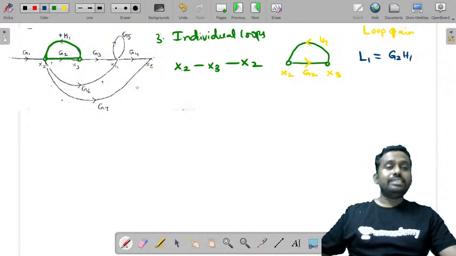Alright, and there is another loop here. You can take self loop. You can consider the self loop. Loop is nothing but individual loop. Loop is nothing but it starts and ends at the same node, right? So यहाँ पे एक ही node दो बार आते हैं, unlike your forward path.